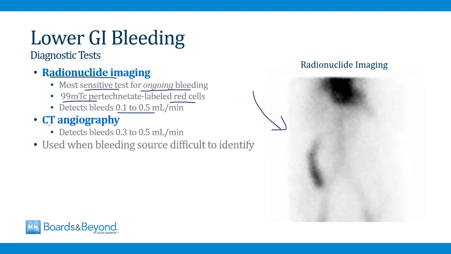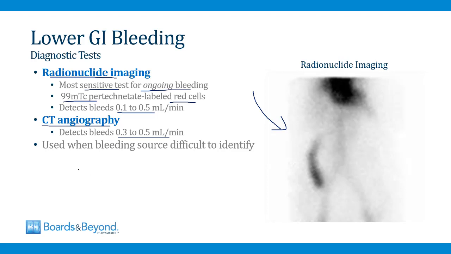As an alternative, you can do CT angiography, where intravenous dye is injected and a CT scan is obtained, and you can sometimes see dye accumulating in the GI tract at the source of a lower GI bleed. CT angiography can also detect slow bleeds in the range of 0.3 to 0.5 milliliters per minute.